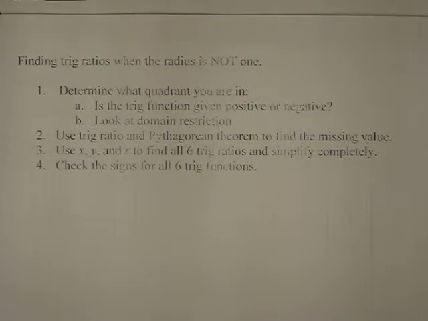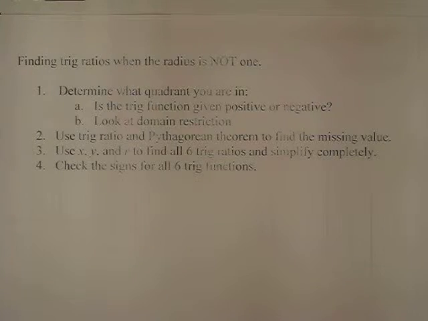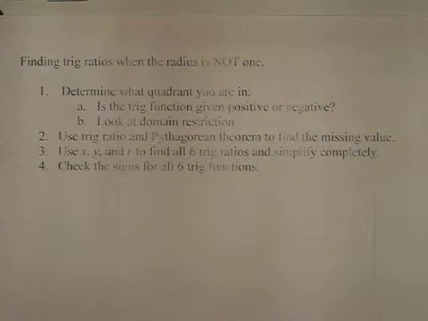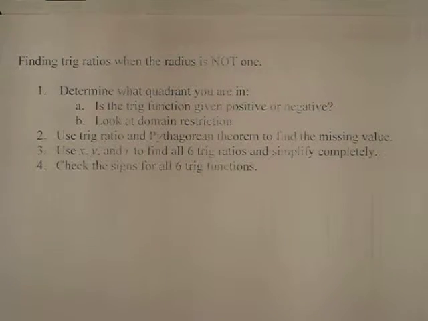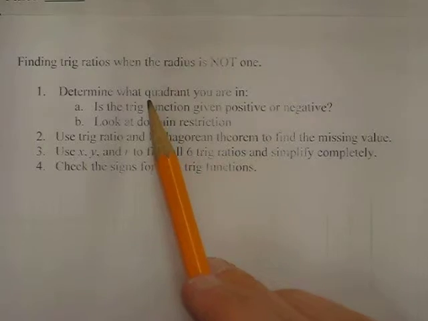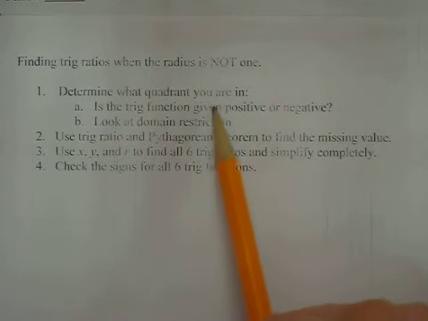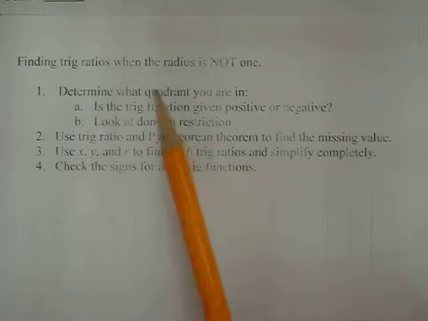Here are the notes for how to find the trig ratios when the radius is not 1. You should probably pause the video and write all that down if you haven't done that already in class. But what we're going to do, the first step is you have to determine what quadrant you're in. And you're going to be given a couple different pieces of information to help you figure that out. And you use the process of elimination for that step.